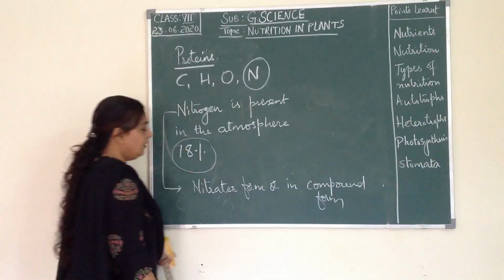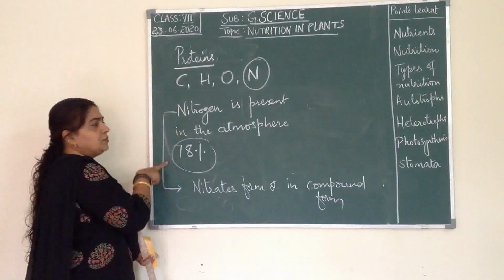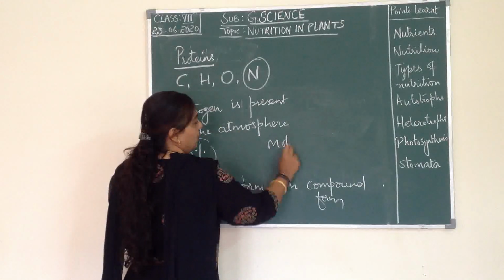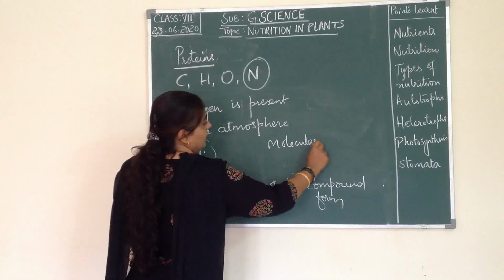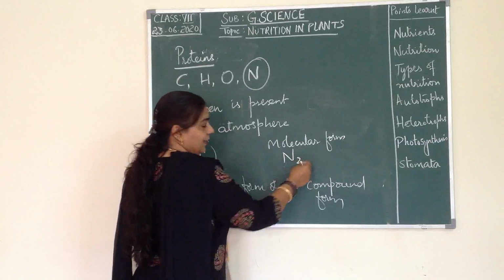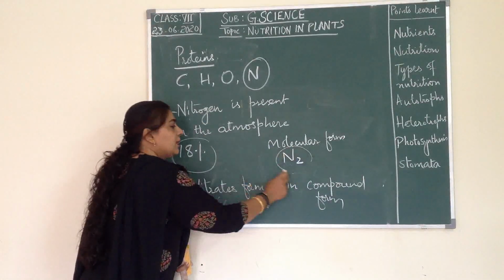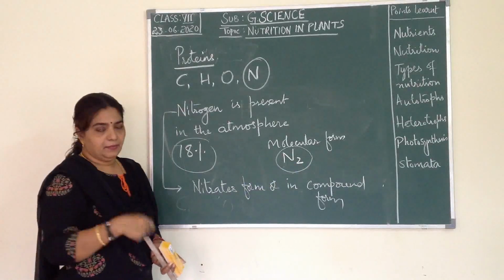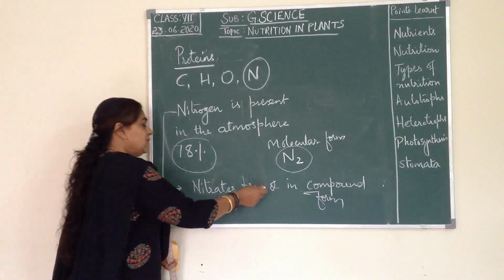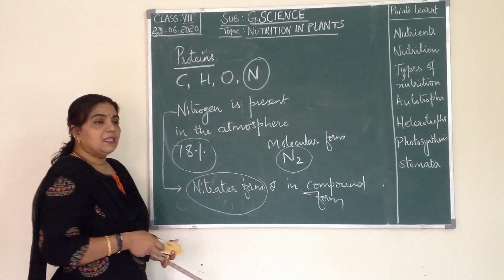Okay, right? Or you can just say in the nitrates form, because the nitrogen which is present in the atmosphere is in molecular form. We represent it as N2. You'll be learning that in later classes. So this N2 cannot be utilized by them directly. They have to be converted into compound form, or you can just say in the nitrates form. Only then the plants can take it.